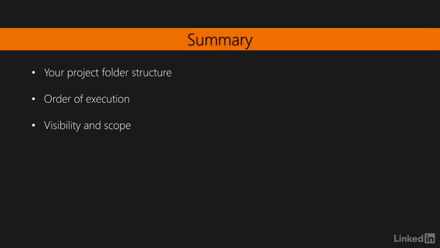Okay, so we went over a project folder structure for a basic project, which includes a client folder for client-only code, a server folder for server-only code, and then pretty much any other folder. We use a model to make sure that we declare our collections for both the client and the server. We also went over order of execution and visibility and scope, which can help us to really keep our code fresh and tight.